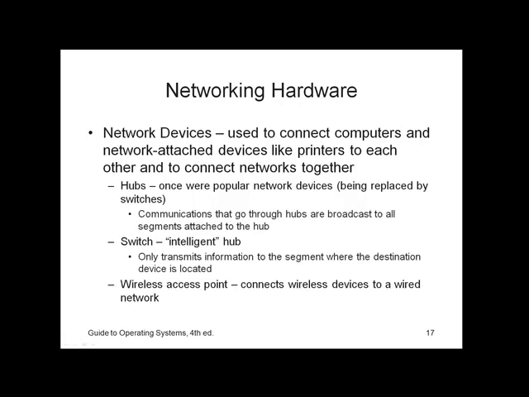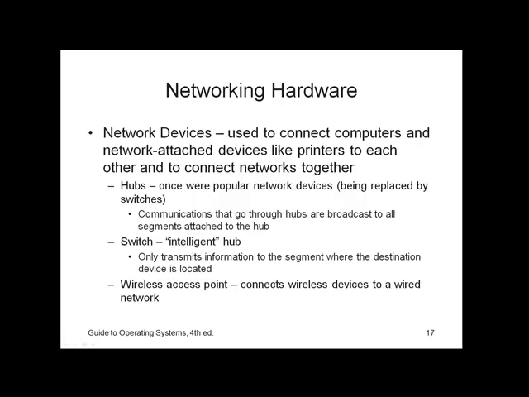Hubs were once popular network devices. They've typically been replaced by switches in most networks. Occasionally you may see a hub. One of the differences between a hub and a switch is that all communications that go through hubs are broadcast to all segments that are attached to the hub. That means when a signal hits the hub, it is duplicated to every port on that hub. A switch, on the other hand, is intelligent. It will only transmit the information onto the segment where the destination device is located. That helps save bandwidth on the network, or how much data is transmitting on the network.